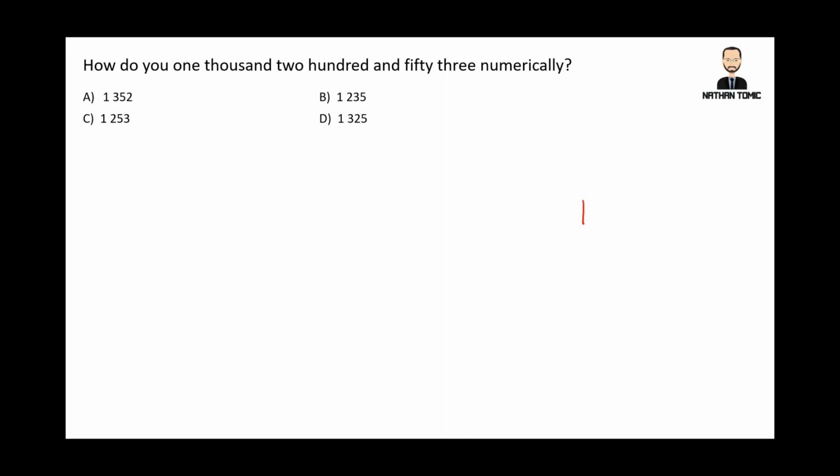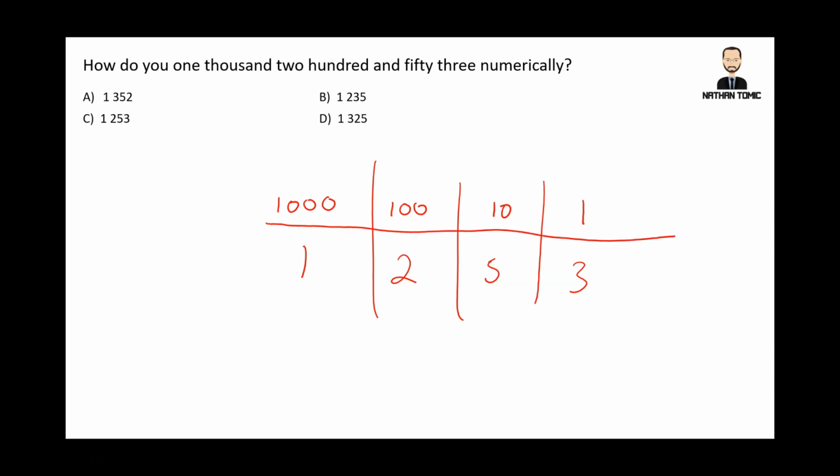So we've got our ones, our tens, our hundreds, our thousands. Okay, we have 1,000. We have 200, so it must be a 2 there. We have a 50, so what do we get to get 50? Well, that's 5 tens is 50, and we have 3, so we have 3 in our ones column. So we think about our table, it would look like this, and of course that gives us our answer, 1253, which is number C, or part C, I should say, for the correct answer.